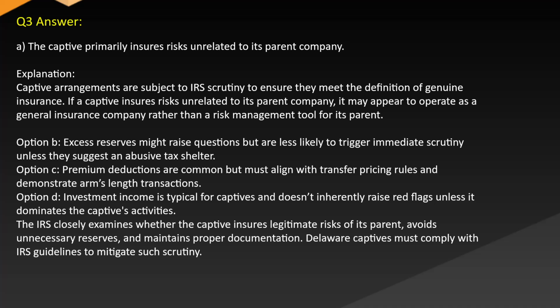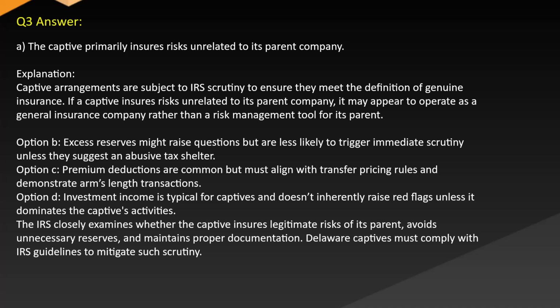Answer: A. The captive primarily insures risks unrelated to its parent company. Explanation: Captive arrangements are subject to IRS scrutiny to ensure they meet the definition of genuine insurance. If a captive insures risks unrelated to its parent company, it may appear to operate as a general insurance company rather than a risk management tool for its parent.